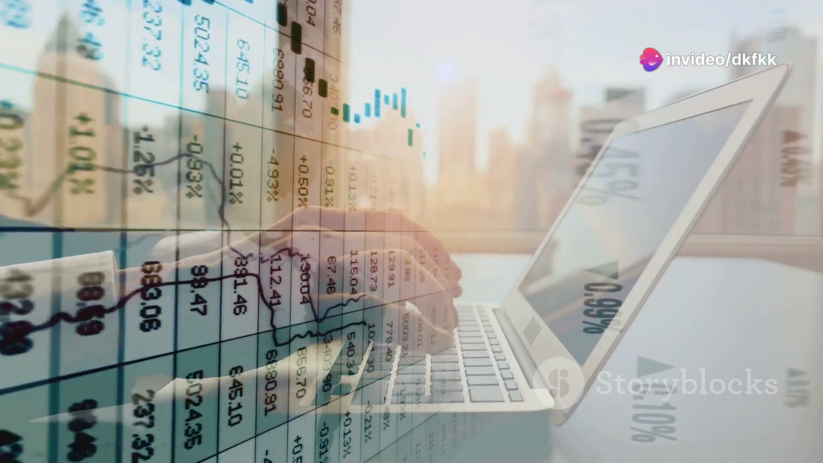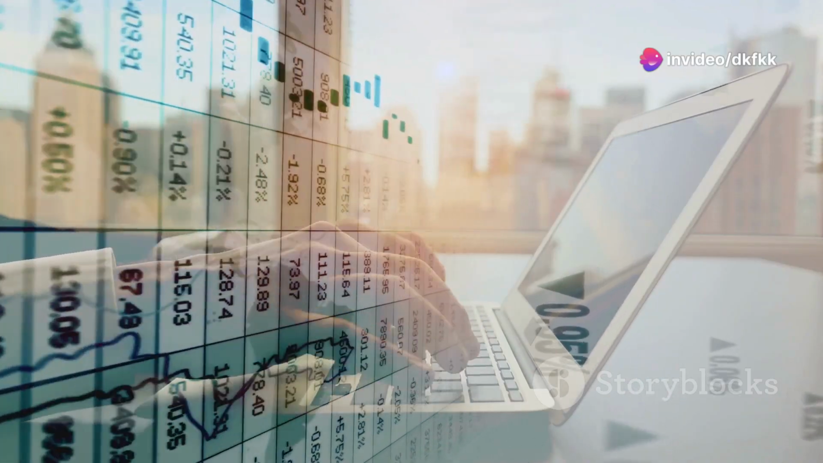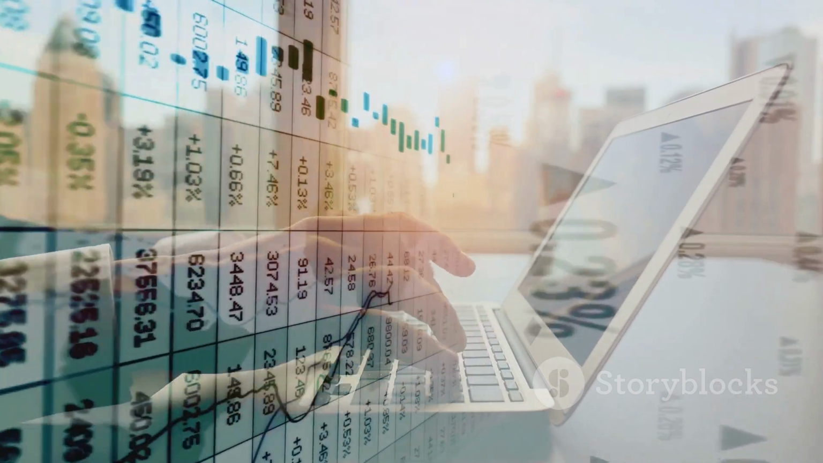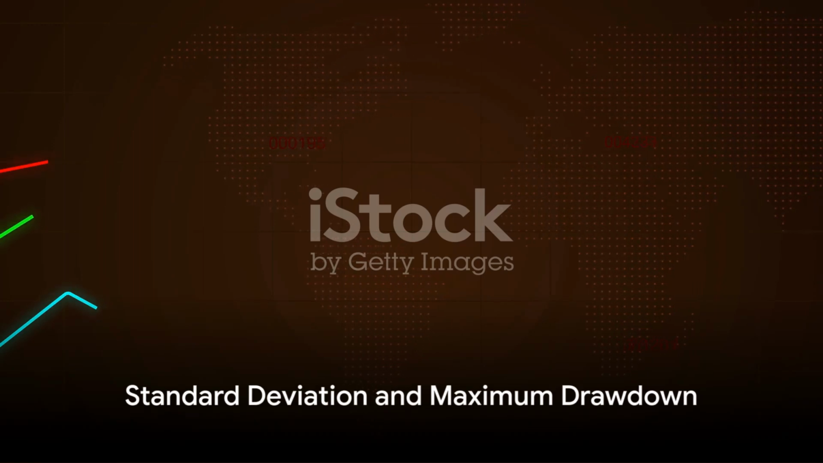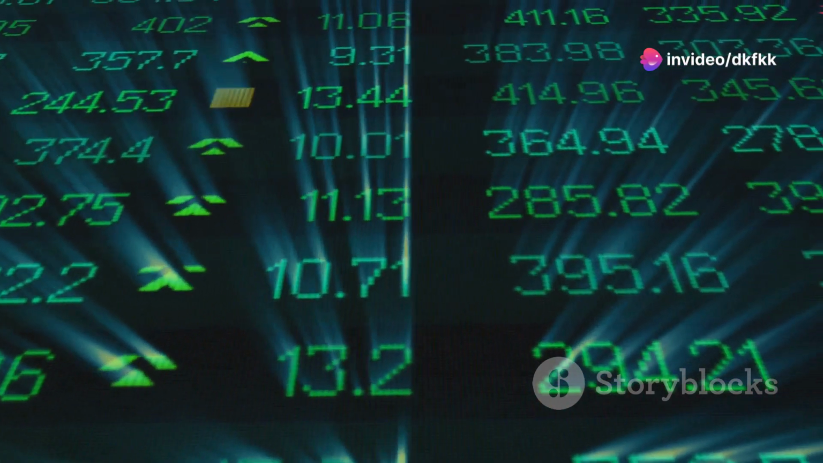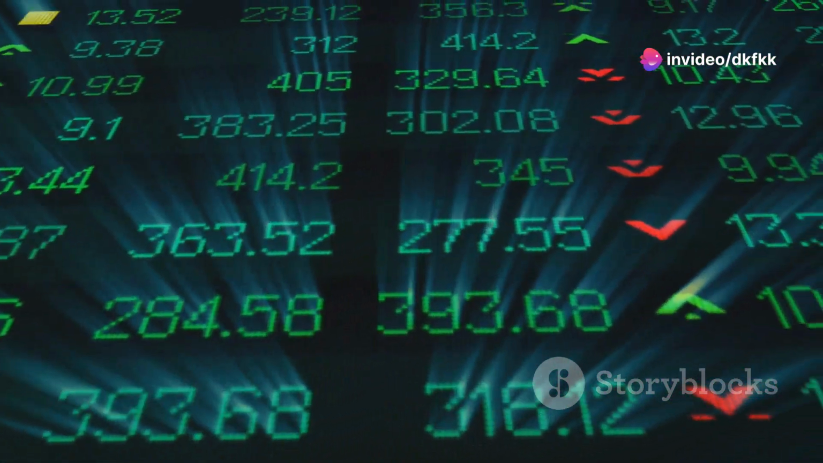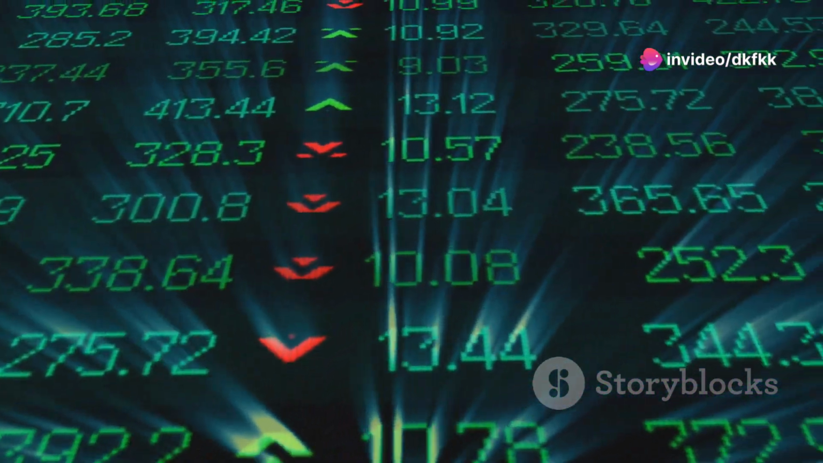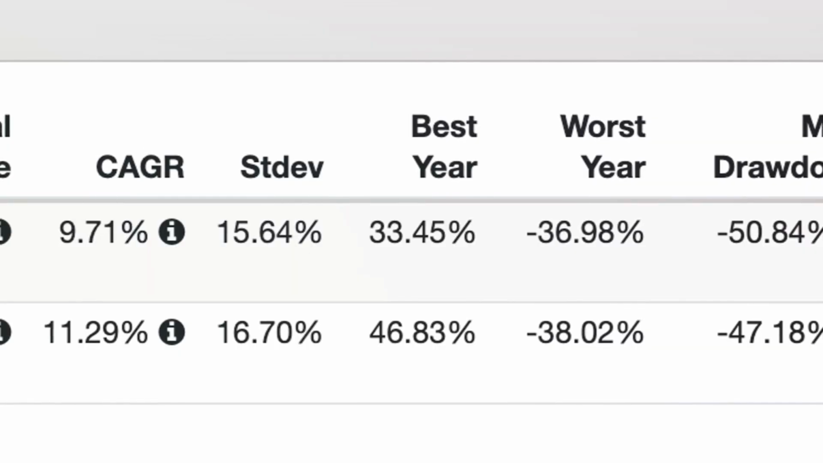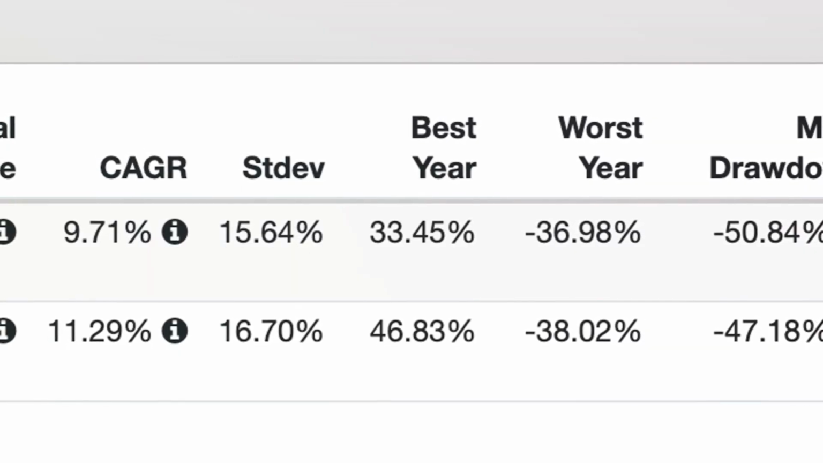Higher CAGR might seem instantly more attractive, but it's crucial to consider the associated risks and overall portfolio strategy. Investments aren't just about the gains, they're also about how much risk you're willing to take. Let's dive into the realms of volatility and risk assessment through the lens of standard deviation and maximum drawdown. Starting with standard deviation, this measure tells us about the volatility of an investment.